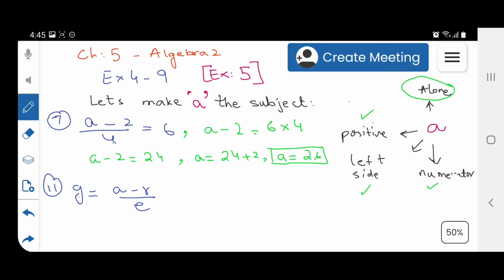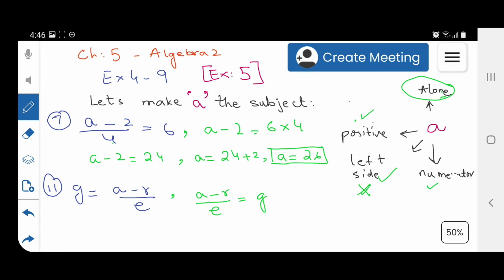Here let's see. A positive, yes. A on the left side, no, and A is in the numerator. So our task is to take it to the left side and to make it all alone. First make it all alone, or first just switch the side. It's up to you. Before starting the question, you can shift it to the left side, you can just switch the sides. Write this first, equals G. Now this is on the left side. Now the only task is to make it all alone.